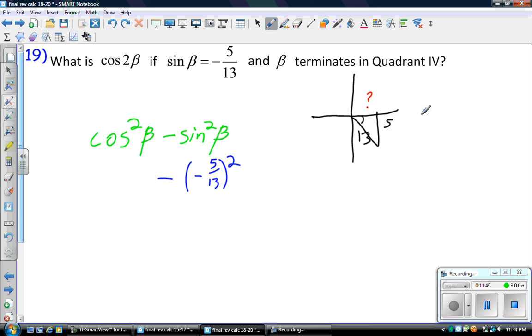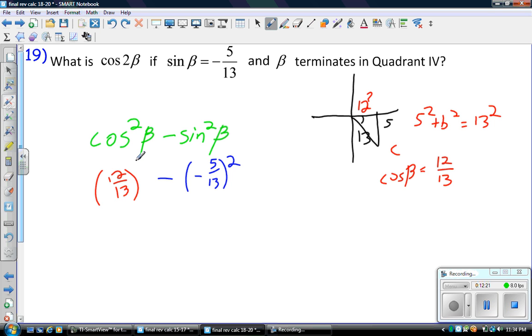Again, I can do Pythag: 5 squared plus b squared equals 13 squared. And if you have a calculator, it's easy, you get 12. So the cosine is, all students take calculus, positive 12/13. So what I just found out was that the cosine of beta was 12/13. I found that out from knowing this and building my triangle. So now I can plug that in for the cosine.